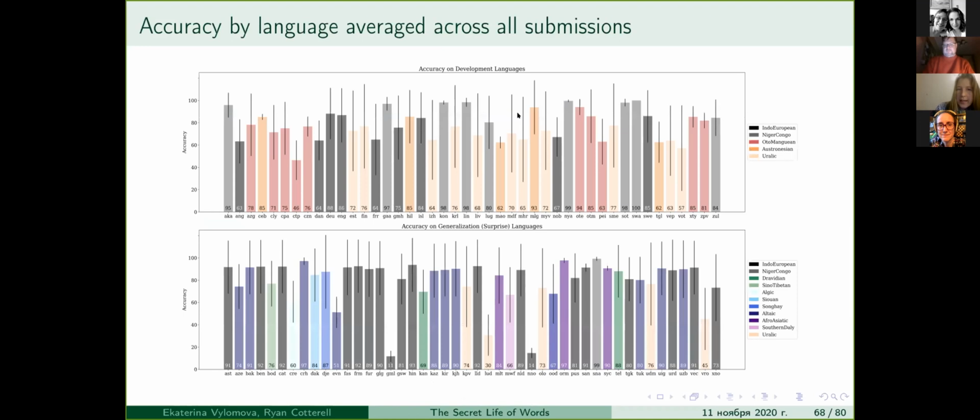If you look at the accuracies per family, we see that some families such as Niger-Congo performed really well, almost 100%. Whereas some other families, such as Uralic or some Native American languages, reached very low accuracy.